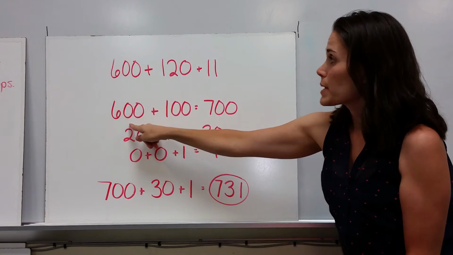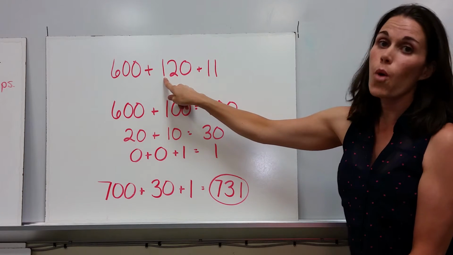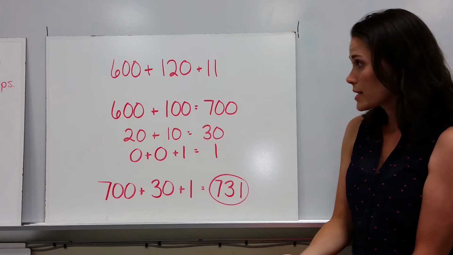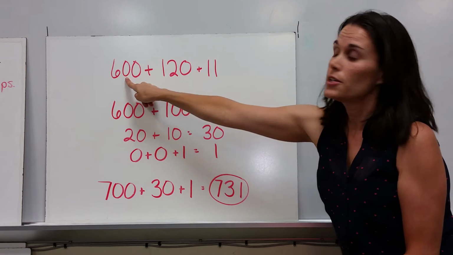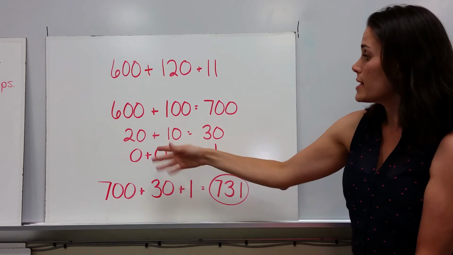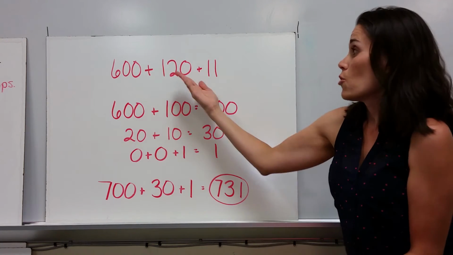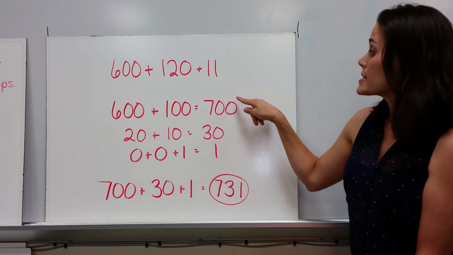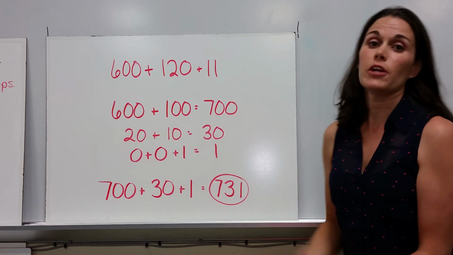They could take the hundreds place again. 600 plus the 1 in the 120 is 100, and that equals 700. Then they could take all the tens. There's no tens here. There are 2 tens here, which is worth 20. There's 1 ten here, which is worth 10. That equals 30. And there's only one number that has any ones in it, which is the 1, equals 1. And then 700 plus 30 plus 1 is 731.